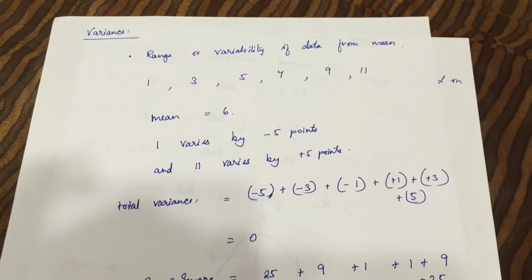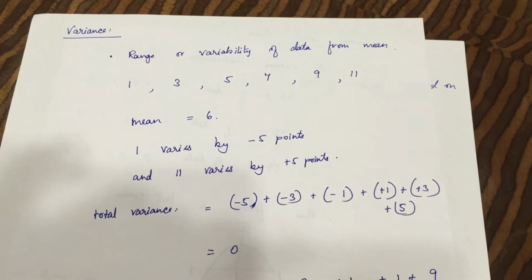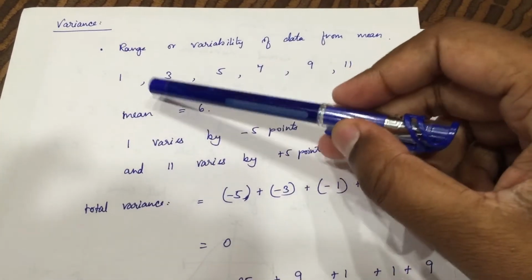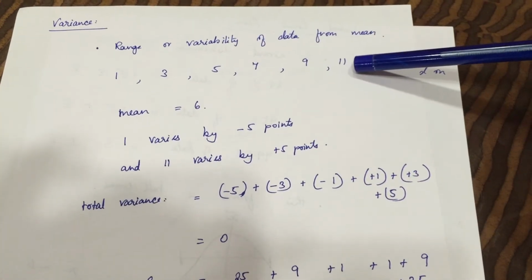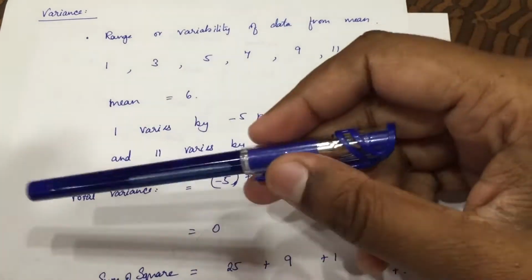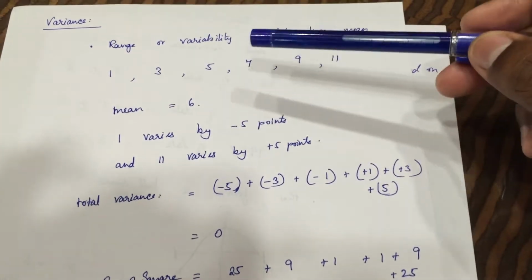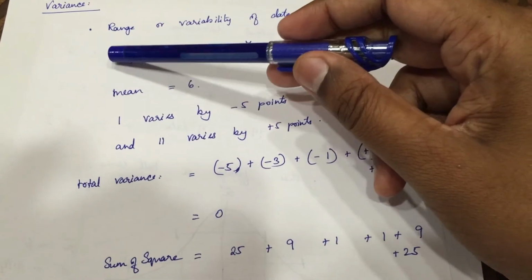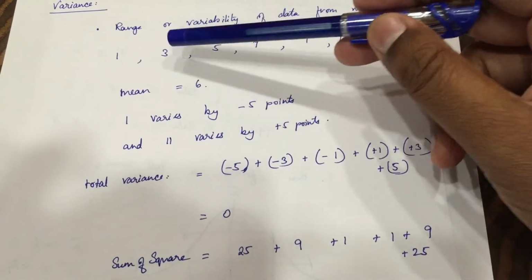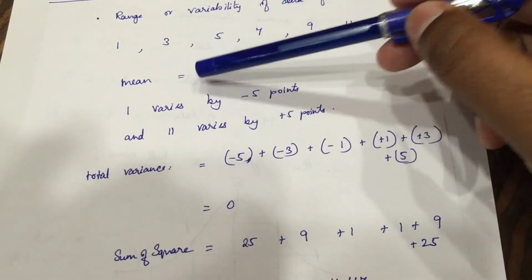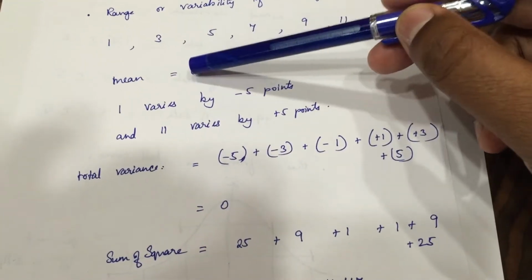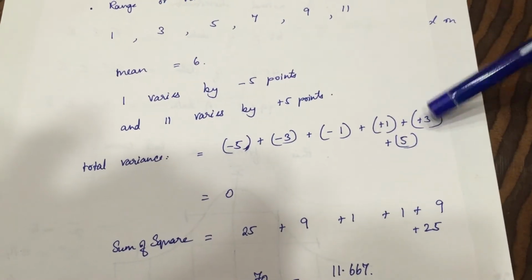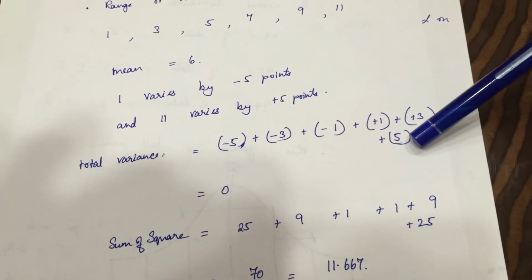Next, let us look into variance. Variance is the range or variability of data from the mean. In this data set, we have 1, 3, 5, 7, 9 and 11, and our mean is 6 as we calculated before. So the variance would be how much each value varies from the mean. So 1 minus 6 would be minus 5, 3 minus 6 is minus 3, 5 minus 6 is minus 1, 7 minus 6 is plus 1, 9 minus 6 is plus 3, and 11 minus 6 is plus 5.